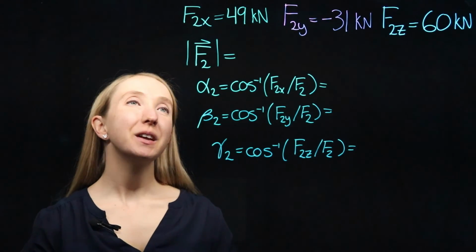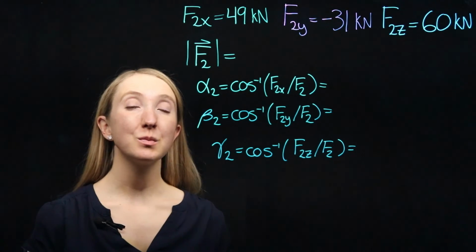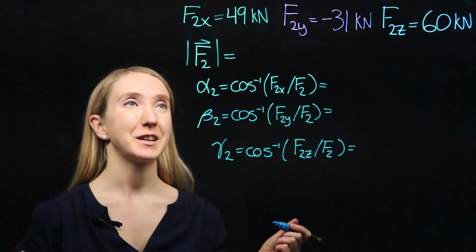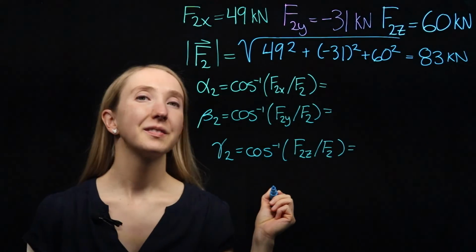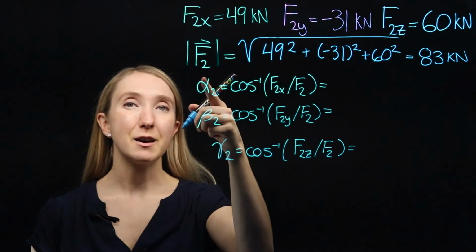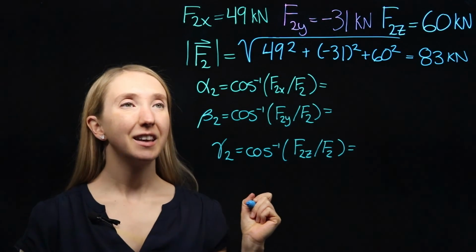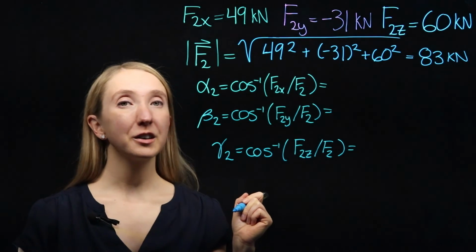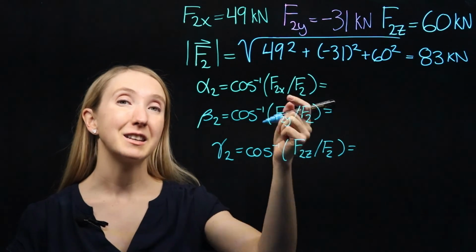The magnitude of F2 is equal to the square root of the sum of the squares of each of the components of that force vector. So the magnitude of F2 is equal to 83 kilonewtons. Now to find our coordinate direction angles, we take the arc cosine of the component divided by the magnitude.